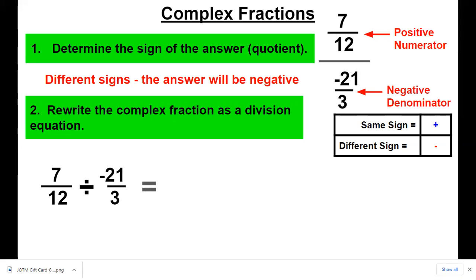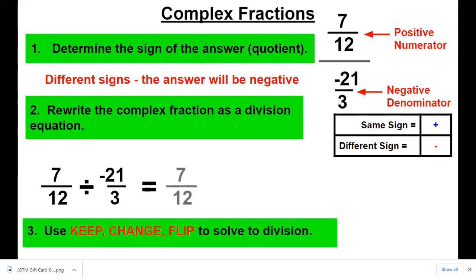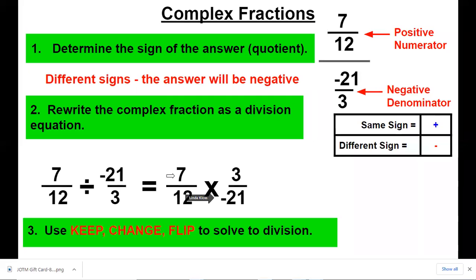Keep, change, flip. Keep the first fraction, 7/12. Change the division sign to multiplication and flip only the second fraction. If I flip it, the 3 goes on top, the 21 goes on the bottom. Now this is one where I can cancel in two directions. Notice how I have this and this, and let's put a different color there, it's easier to see. So I have this and this will divide into each other, and 12 and 3 will also divide into each other. So let's do that. Let's cancel.